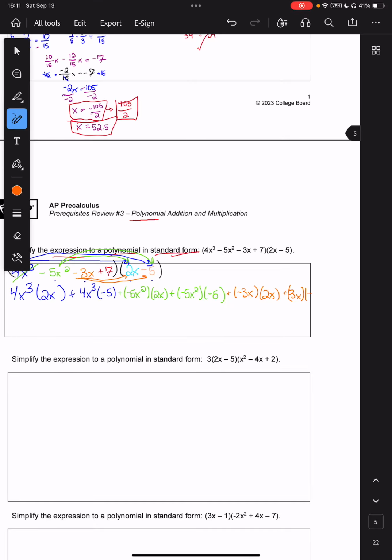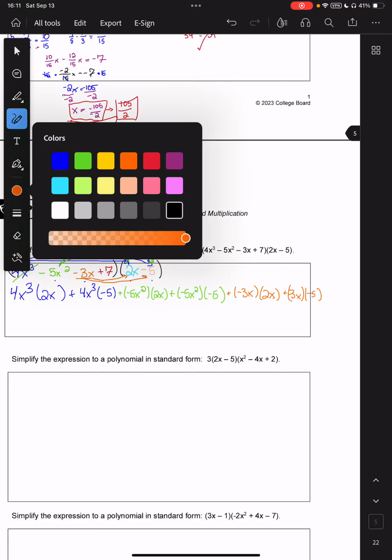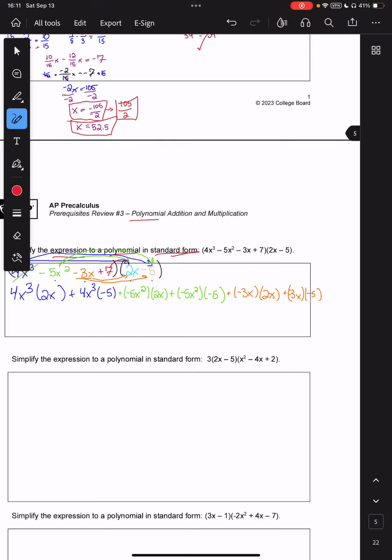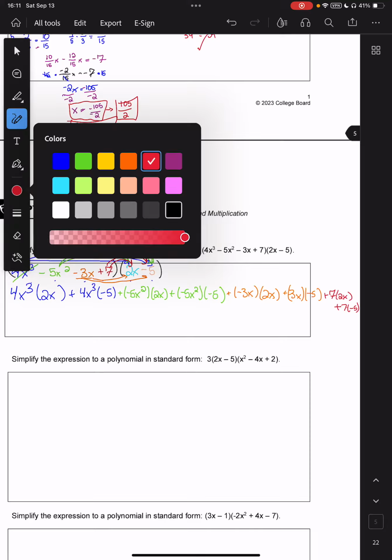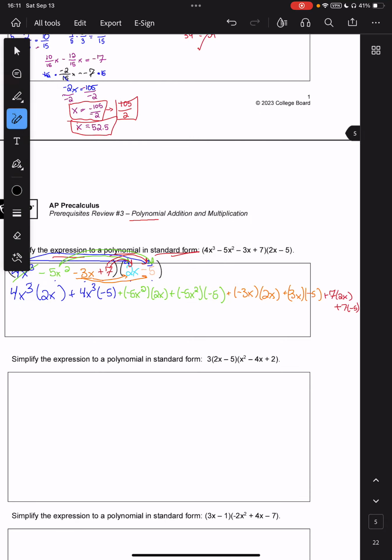multiplied by negative 5. And then our last term we have is 7. So we're just going to multiply our 7 by our 2x. So 7 times 2x. And then we also have our 7 times negative 5. So plus 7 times negative 5. So I know this is a lot, but it's going to reduce a lot better. So let's start by reducing our blue.